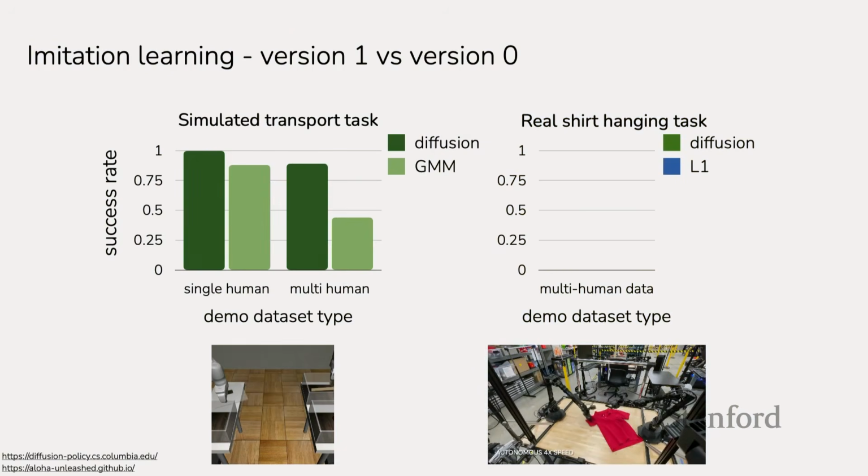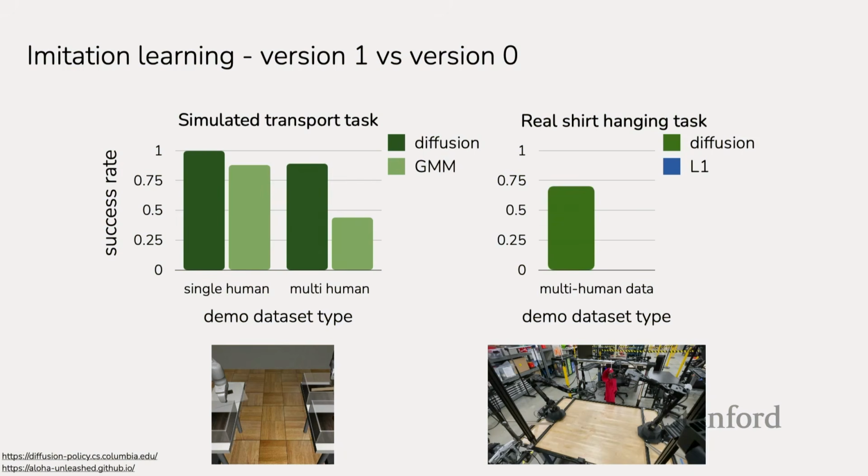We can also see this on a real task on a real robot. So this is a task that's actually pretty difficult, hanging a shirt on a hanger. The data set was collected by lots of different people, because it's actually a pretty large data set. And once you scale up, it's very hard to have a single person with one consistent strategy collect all of your data. So it has different people and different strategies. And it compares using either diffusion, which is very expressive, or an L1 loss, which is a deterministic policy.